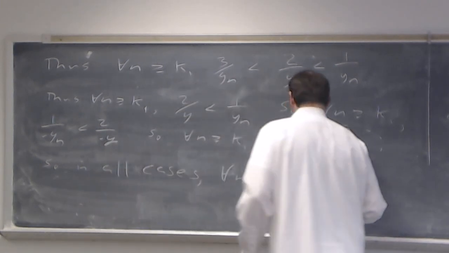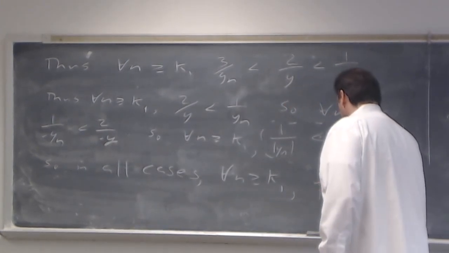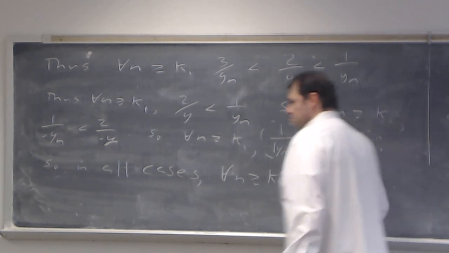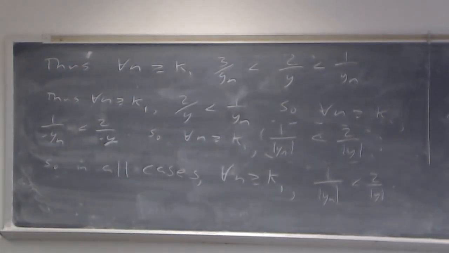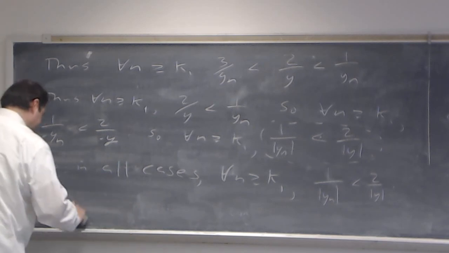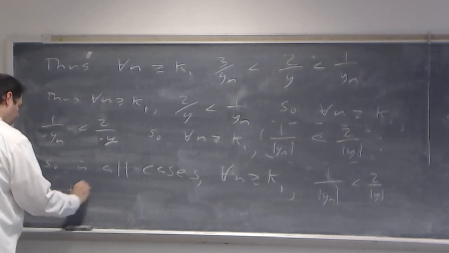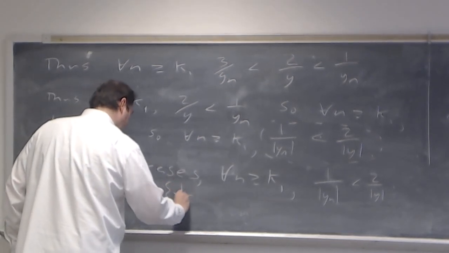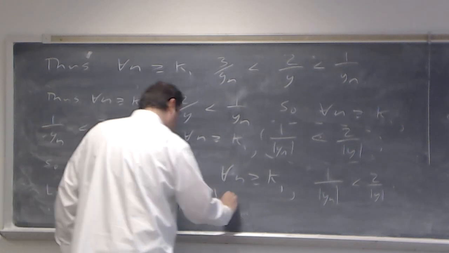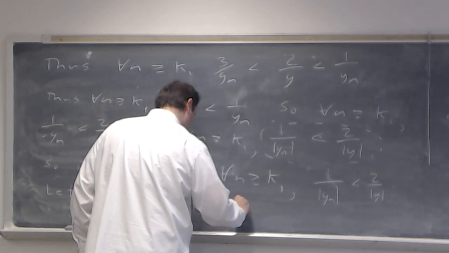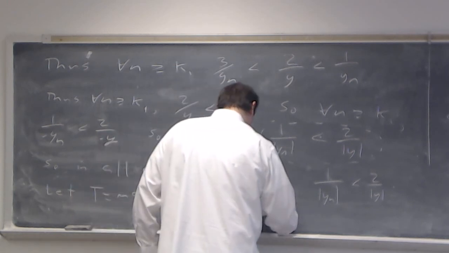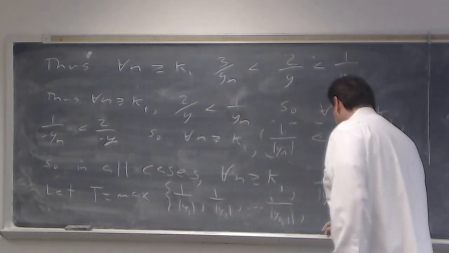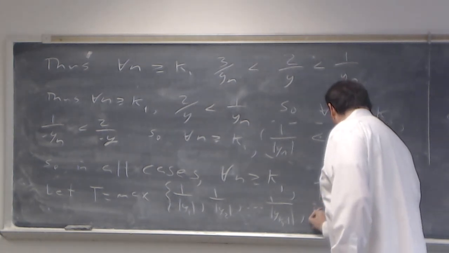So you've got to go to some spot in the sequence. But after that spot, 1 over the absolute value of y sub n is going to be less than 2 over the absolute value of y. Okay, so now we're going to let t be equal to the maximum of 1 over the absolute value of y sub 1, comma, 1 over the absolute value of y sub 2, comma, all the way up to 1 over the absolute value of y sub K1 minus 1. And then, after that, we're going to have 2 over the absolute value of y.